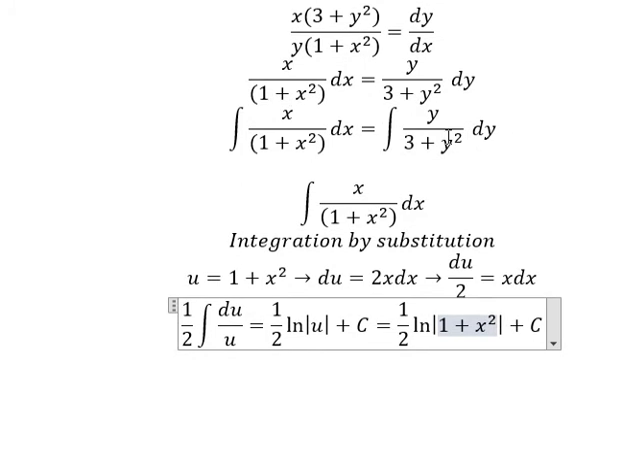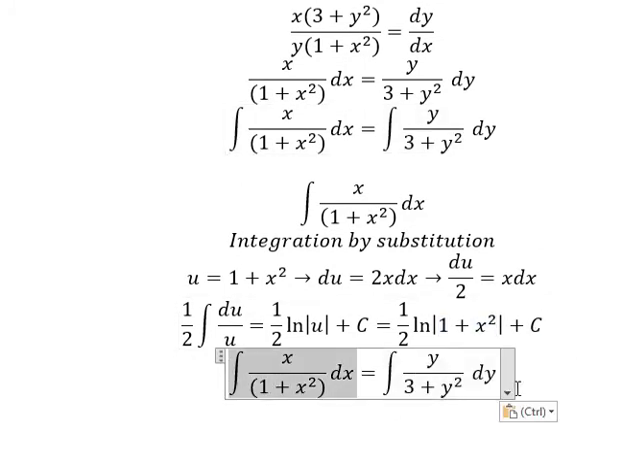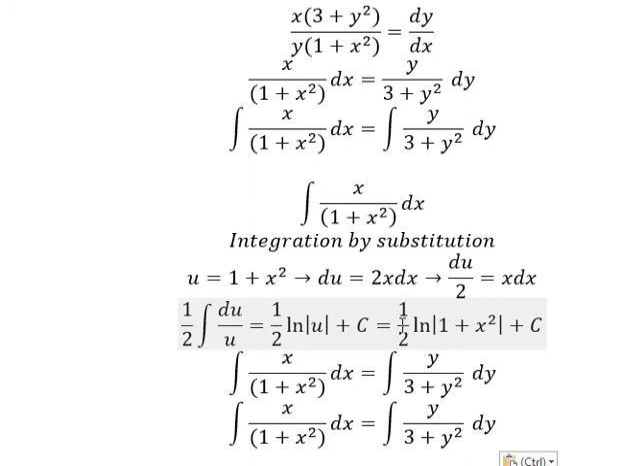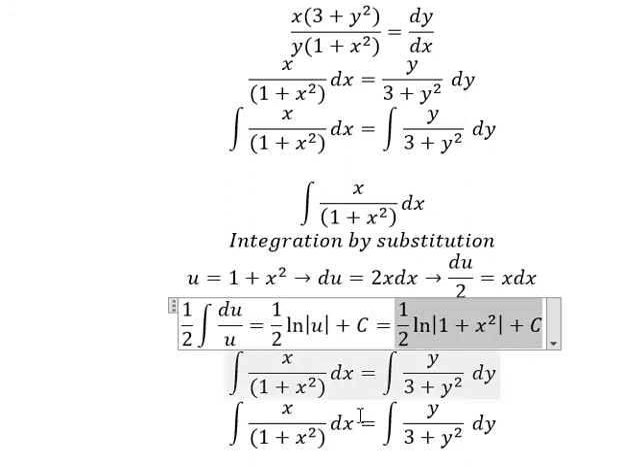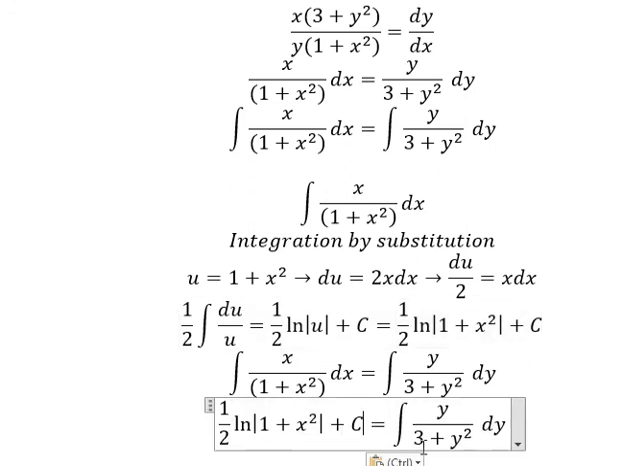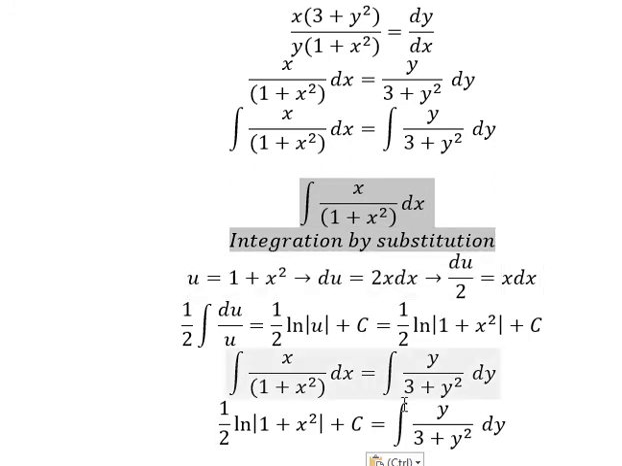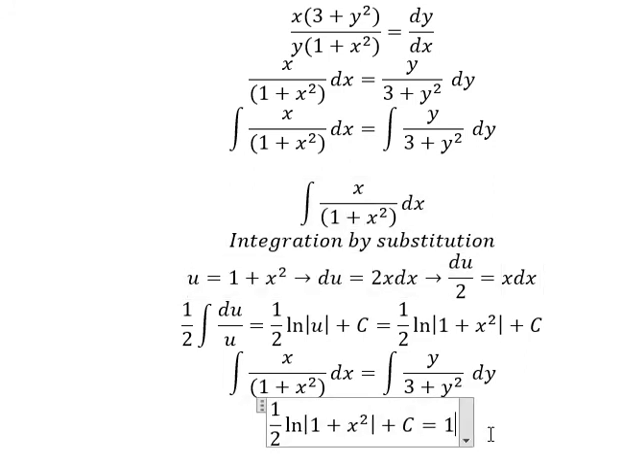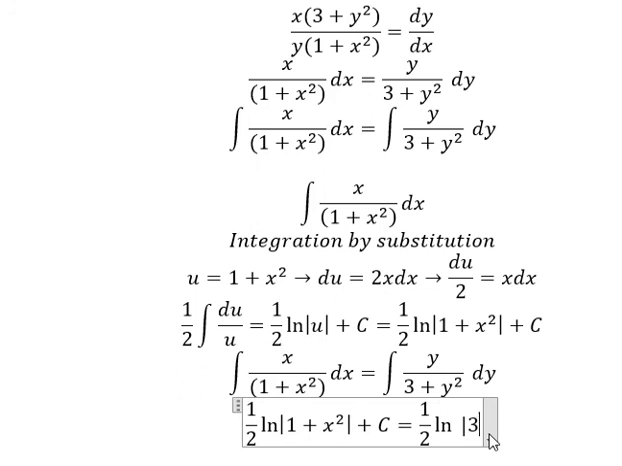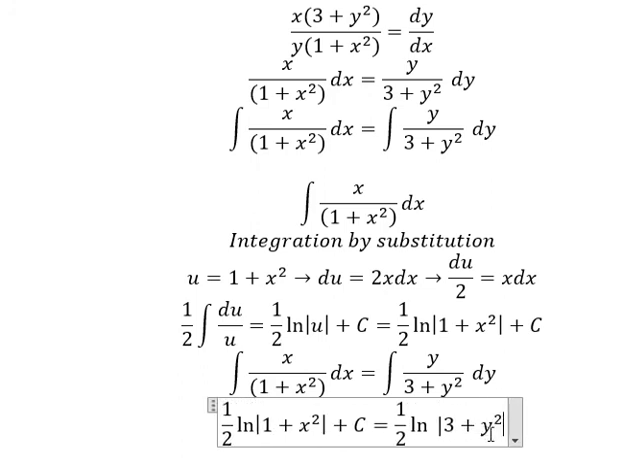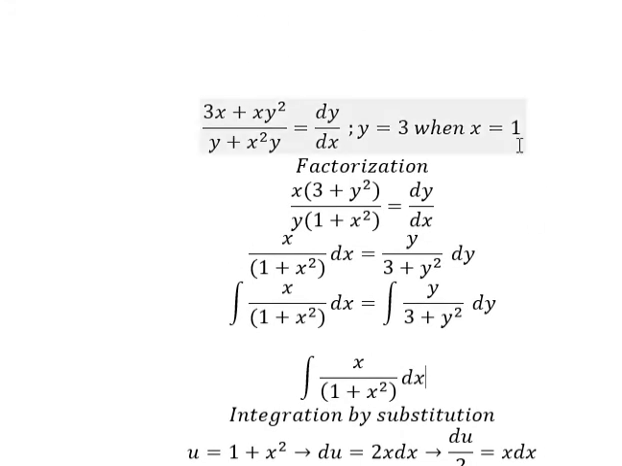And now, the integration of this one in here, we apply the same formula, and we have 1 over 2 ln of the absolute value of 3 plus y squared. Now we have the conditions.